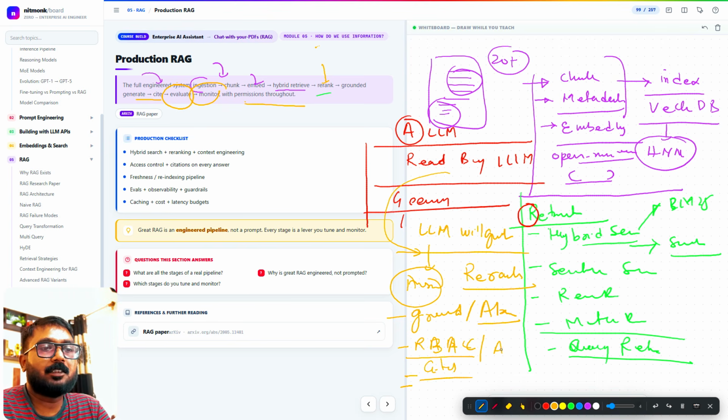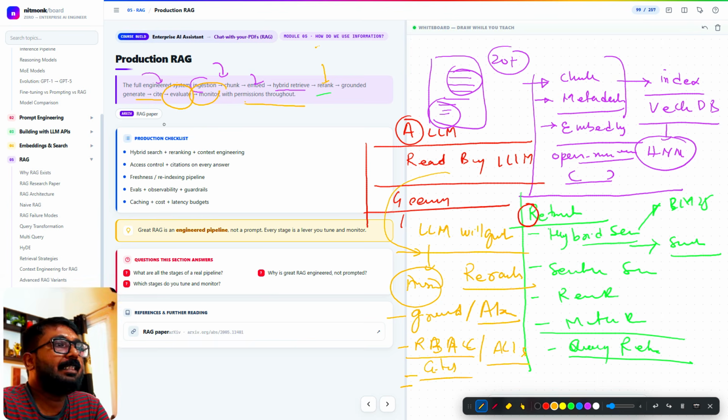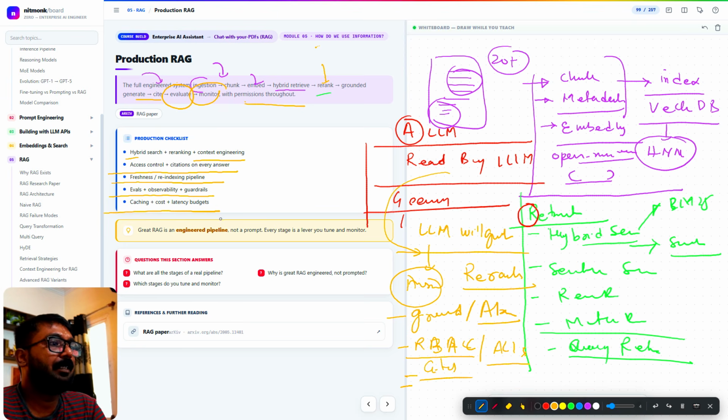And then we talk about access control lists. We build metadata like whom this chunk should be available to, and we index it. Also, we can do that. This way, we build a complete RAG. And now the hybrid search, re-ranking plus context engineering, access control, citation on every answer, freshness, re-indexing in pipeline, evaluation, observability and guardrails, caching, cost and latency budgets. So this was embedding search and RAG.